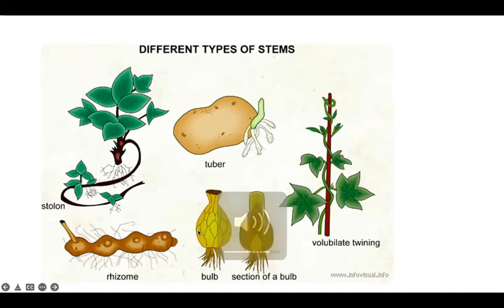You know the example. Tuber stem, yes? Onion is a bulb stem. Onion has a bulb stem. Tuber stem is there in potato. Okay, then stolon stem: gotukola. Then voluble, twining stems. These are actually climbers. Like climbers use that. Beans? Beans like climbers. Like rhizome.